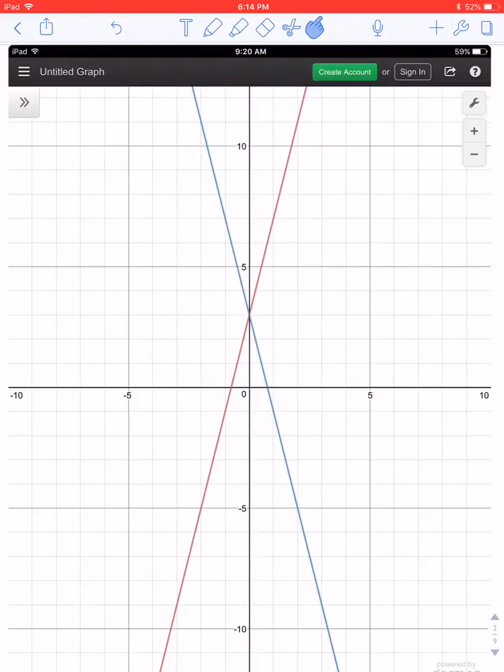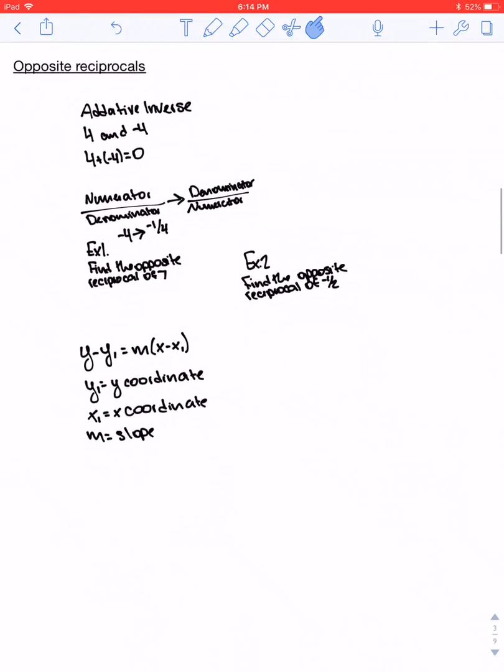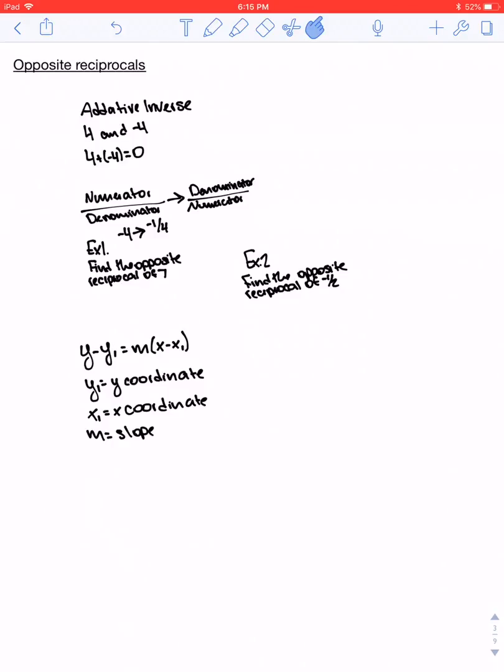So when two lines are perpendicular, it means that they intersect at a 90-degree angle. In order to find the opposite reciprocal, you must first find the additive inverse. So the additive inverse is the number that, when added to the original number, results in 0. So the additive inverse of 4 is negative 4, because 4 plus negative 4 equals 0. Or the additive inverse of negative 8 is 8, because negative 8 plus 8 equals 0.